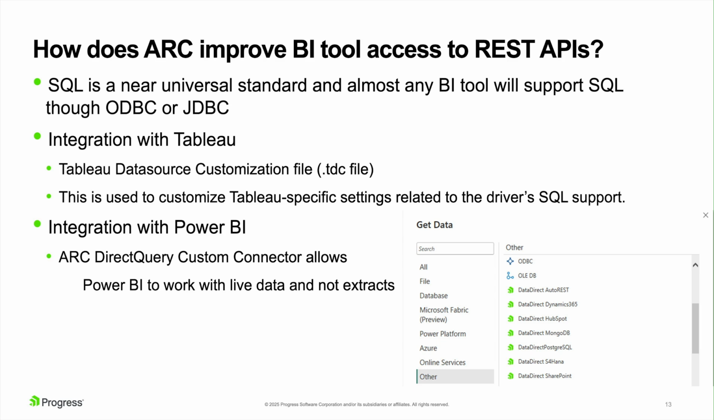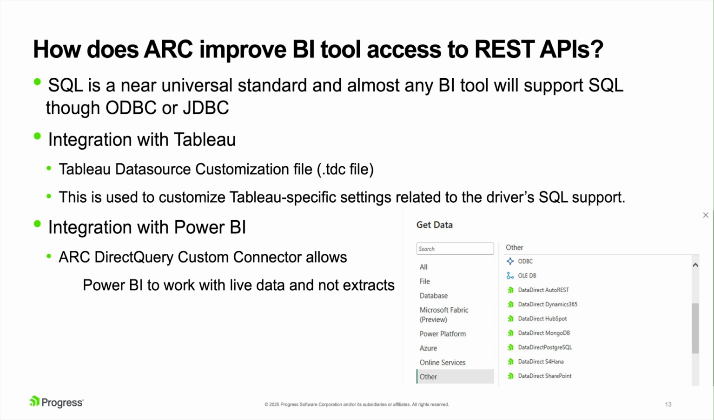What they do is they tell Tableau exactly what the Autonomous REST Connector driver supports in the way of SQL. Without it, Tableau will do a number of discovery queries just to determine what is supported, what's not supported. So that will definitely speed things up. And in the case of Power BI, if you're just doing generic ODBC connectivity, you're not going to get live data. You're going to get extracts.